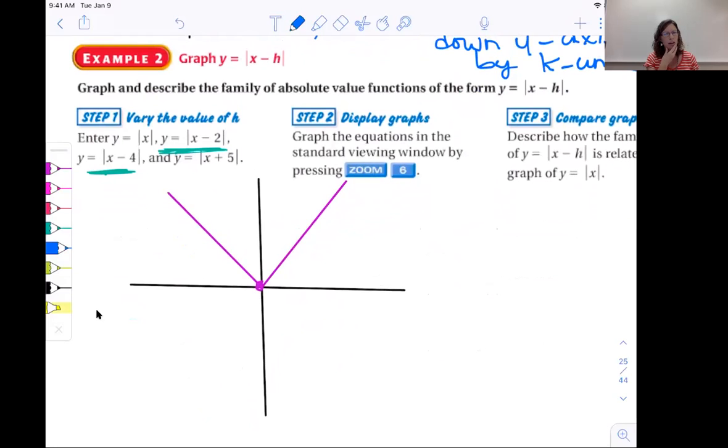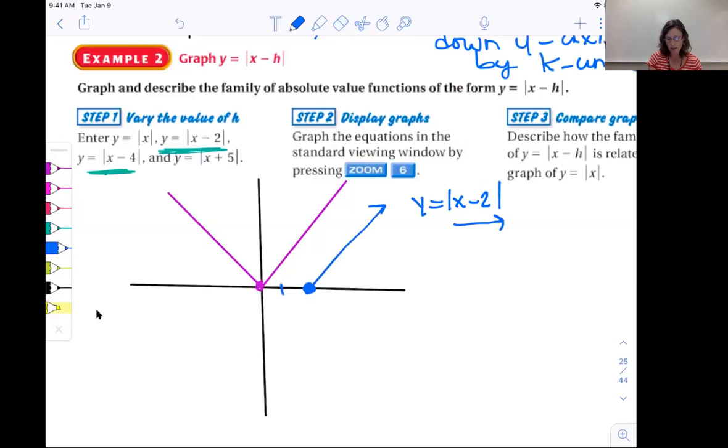Faith, do you think you could help her out? Do you know what happens with these two graphs? The V moves on the x-axis. Yeah, the V is going to move on the x-axis. So if I had y equals the absolute value of x minus 2, this graph actually moves on the x-axis to the right. So it's going to move on the x-axis 2 units right.